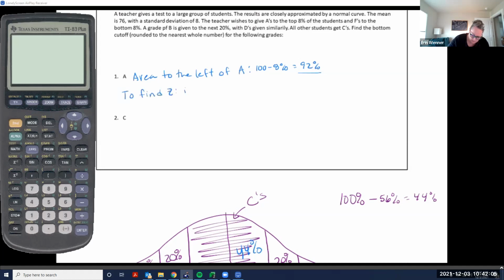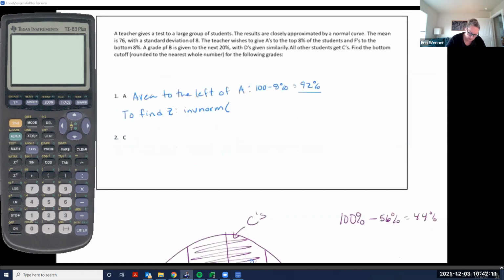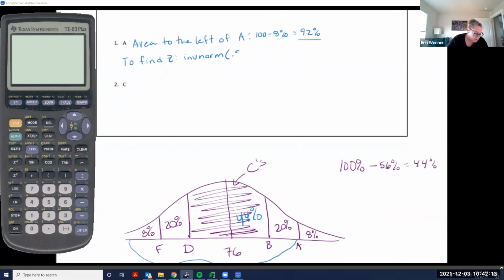So again, to find Z, we're going to do inverse norm of 0.92, comma 0, comma 1. So the 0 is the mean on our normal curve. The 1 is the standard deviation on the normal curve. Again, we're imposing this distribution on a normal curve. So we're saying 92%, that's the area under the curve, is represented there. That's what's to the left of it.